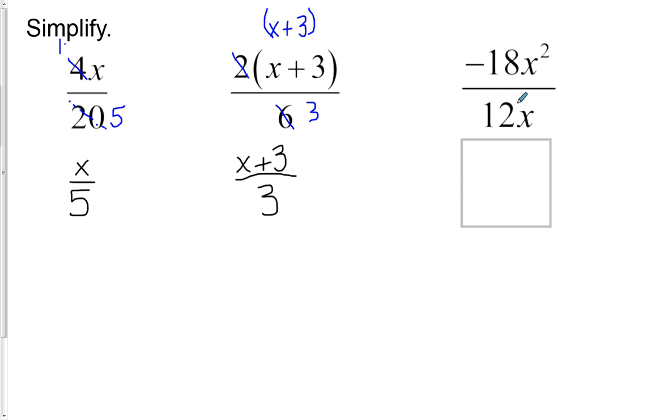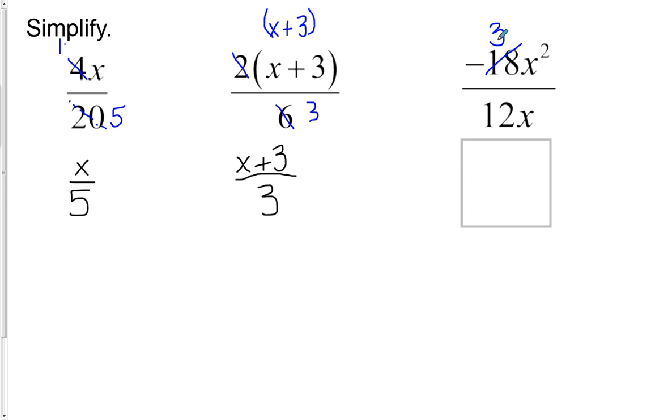But how much, right? You want to find the largest number that goes into both. So 2 works. How about 3? 3 goes into 12. 3 goes into 18. Okay, 3 works. But how about both 2 and 3? 2 and 3 multiply to get 6. And so 6 is in 18 and 6 is in 12. So we're going to divide by 6 to get 3.